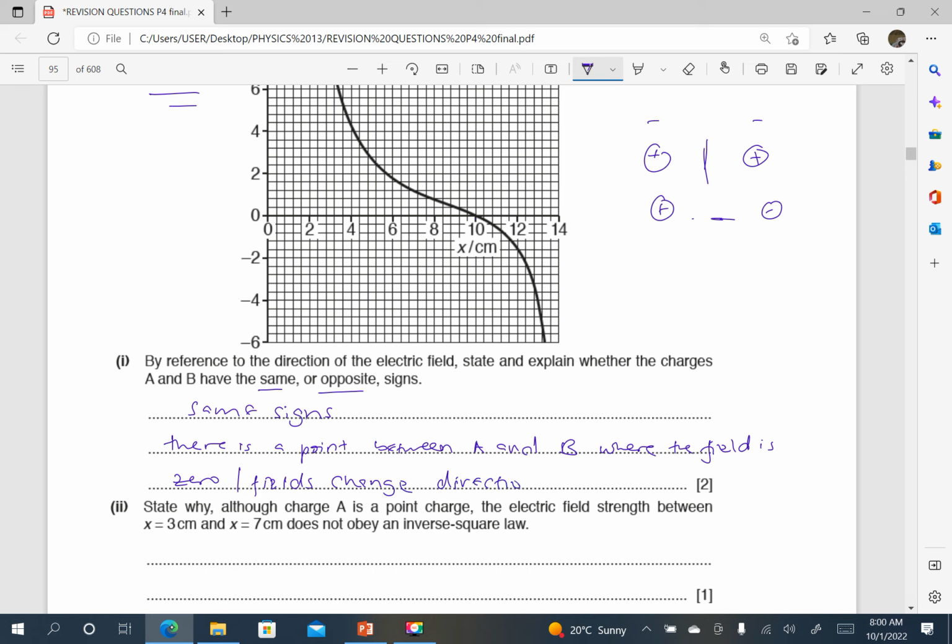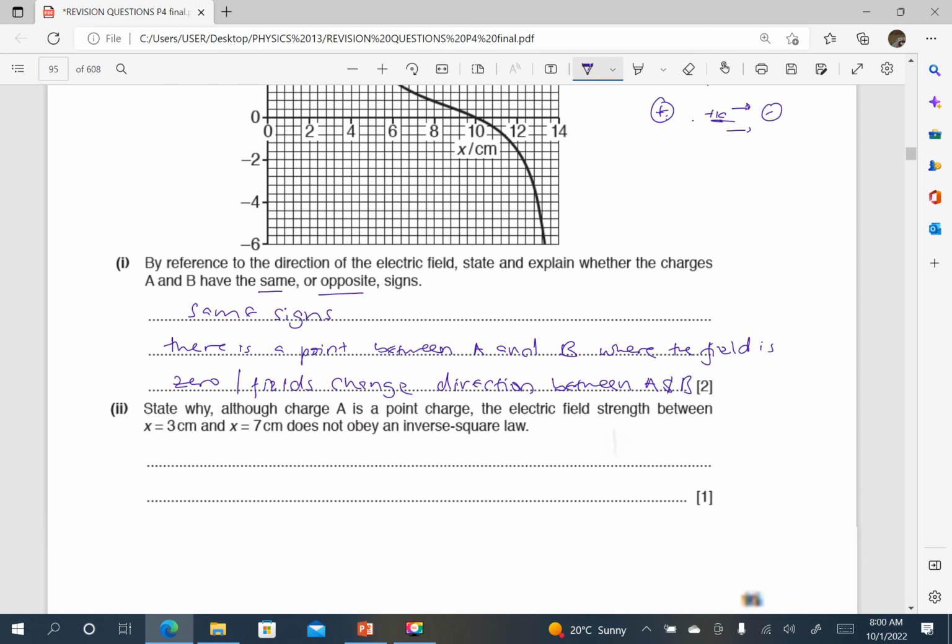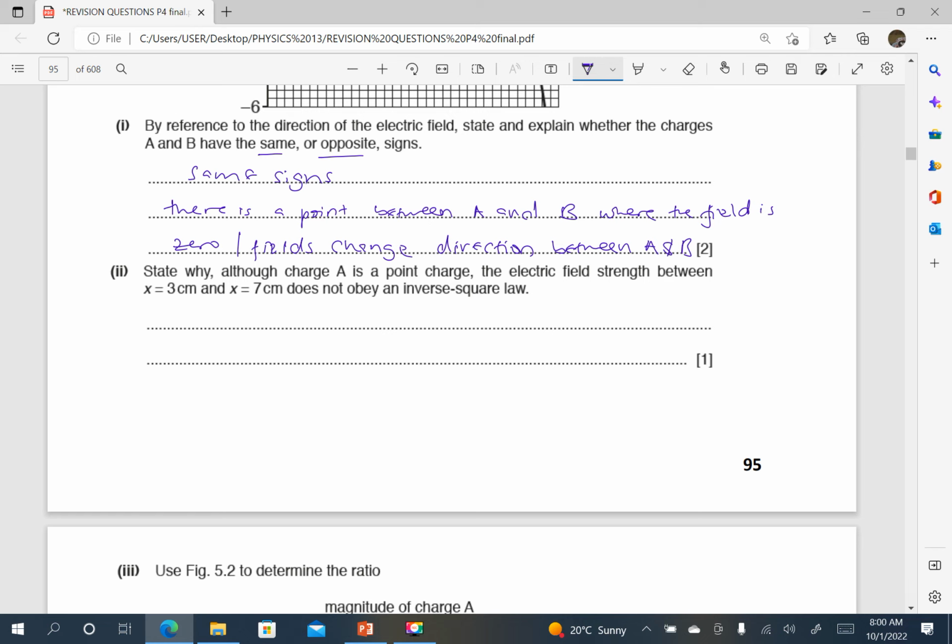Between A and B. As we did in one of the questions, if they are unlike charges, the field does not change direction. It is always towards the negative. Remember, we imagine a positive charge between them. The positive repels it and the negative attracts it towards itself. For like charges, the field changes direction.